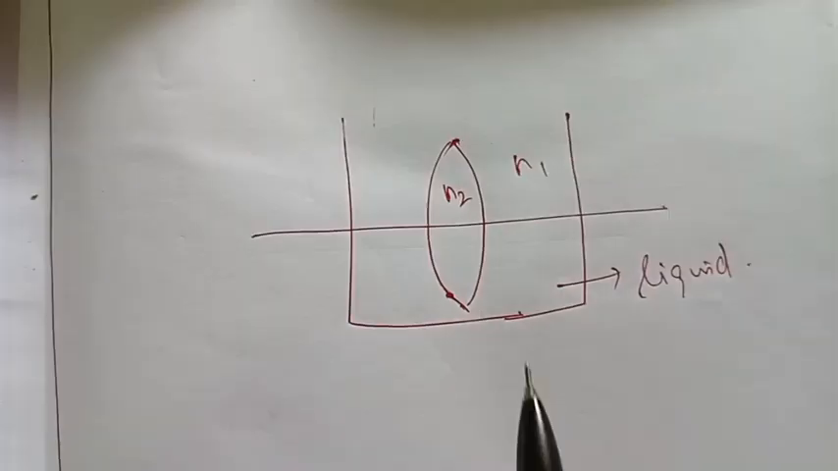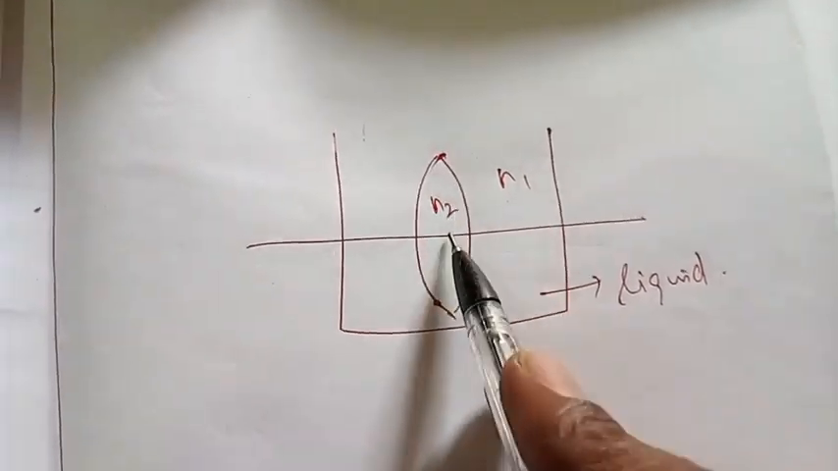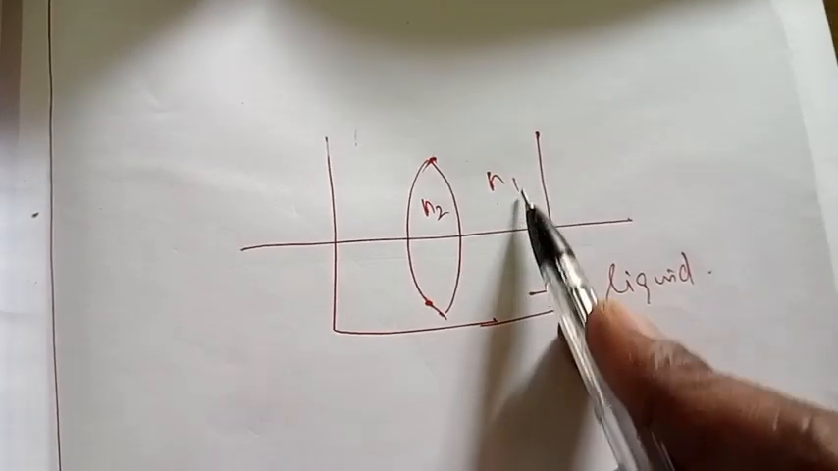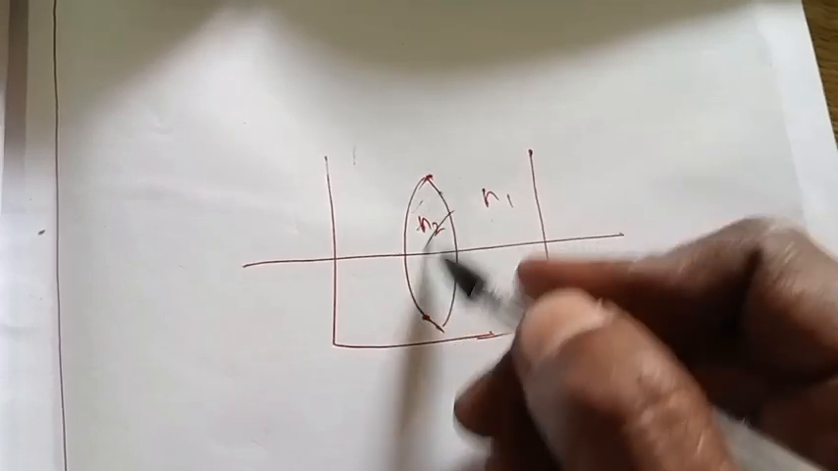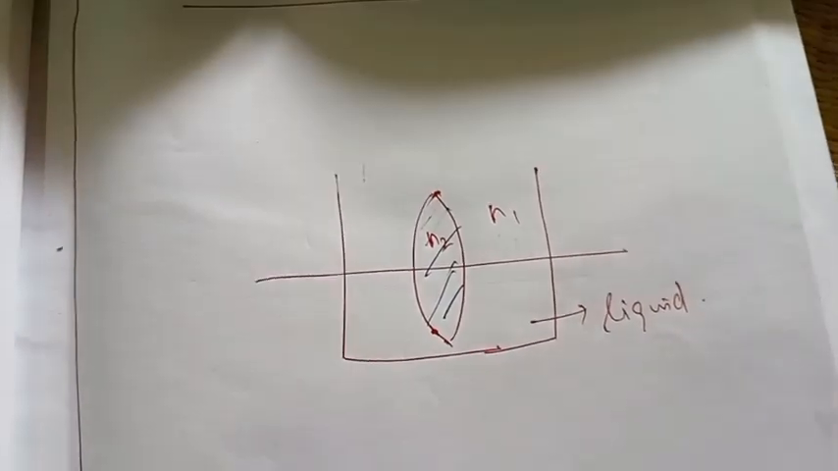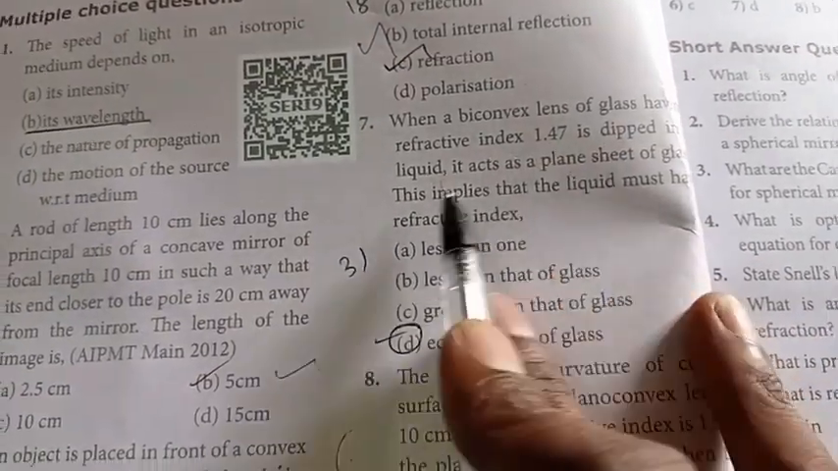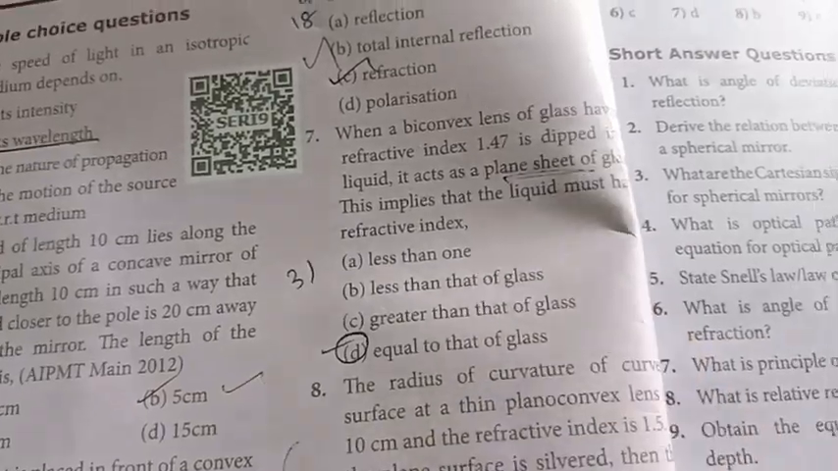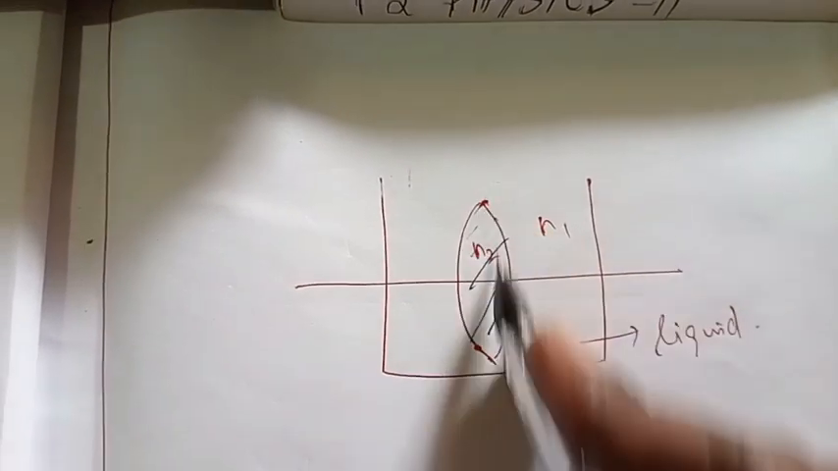So n1 is one medium, that is the liquid. The biconvex lens is placed in the liquid. This one is a liquid medium with some refractive index, and the glass has the refractive index given to us, 1.47. What they are asking is that it acts as a plain sheet of glass. It is not acting as a biconvex lens; it acts as a plain sheet of glass.